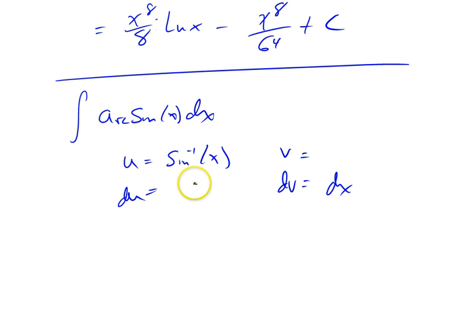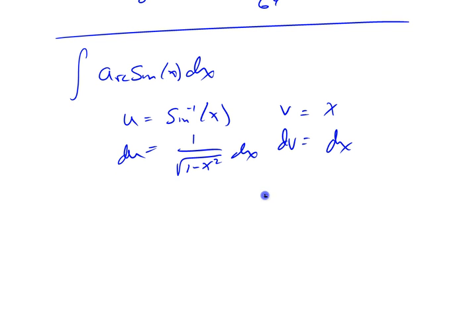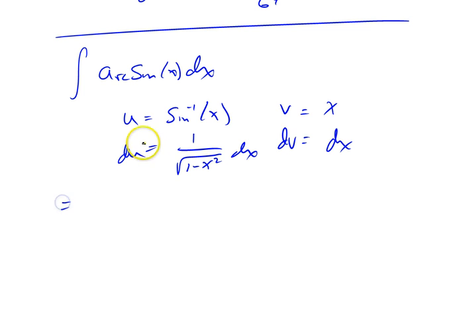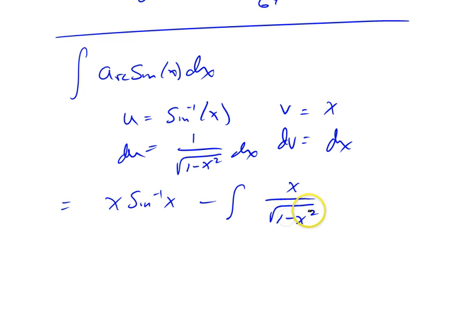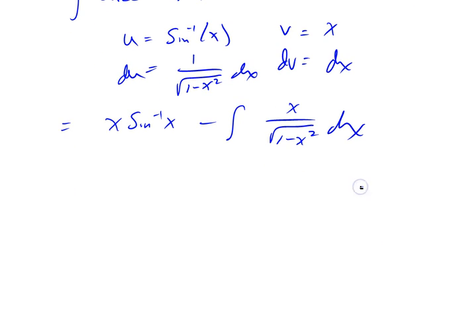The derivative of the arc sine is 1 over the square root of 1 minus x squared dx. And the antiderivative of dx is x. So, integration by parts, u times v, x sine inverse of x minus the integral of v du, x over the square root of 1 minus x squared dx. And that one, can I do that integral?